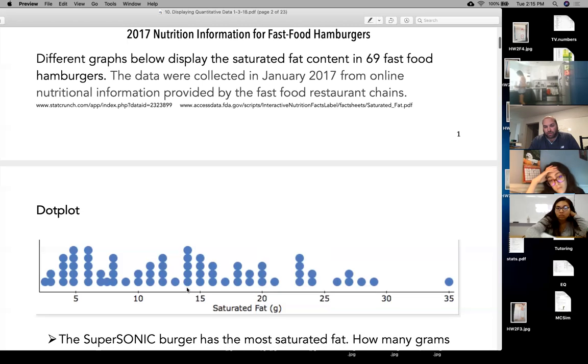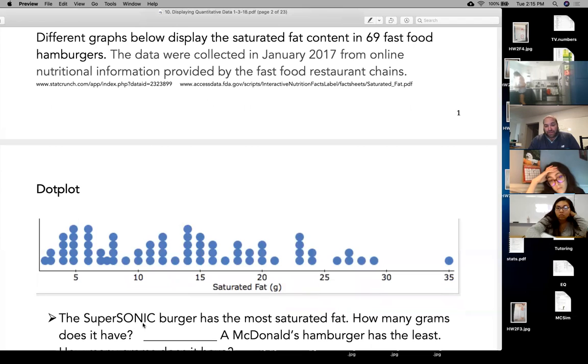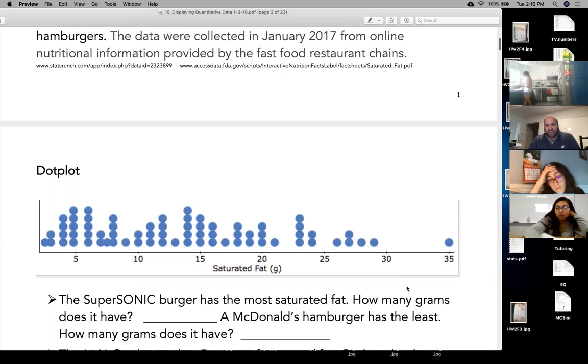Make sense? Now, the Sonic burger had the most saturated fat. How many grams of saturated fat did it have? Thirty-five grams. That's this dot over here. A McDonald's hamburger has the least. How many grams of saturated fat did a McDonald's hamburger have? It looks like this is one, right? Five, four, three, maybe even two. The formatting's a little off. It's kind of hard to see. Two or one, probably. Okay.